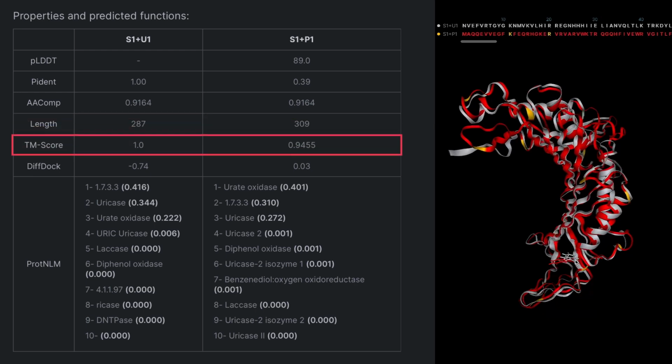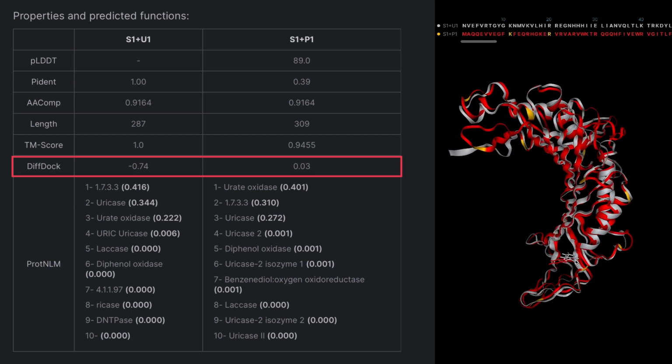TM score is a measure of structural similarity. It ranges from 0 to 1.0, where 0 means that there is no structural overlap, and 1.0 means perfect 3D alignment. A score of 0.5 or higher is a generally used cutoff for "similar" folds. The DiffDock score is specific to the DiffDock method. It can be a negative or a positive number, where a higher number is considered better.